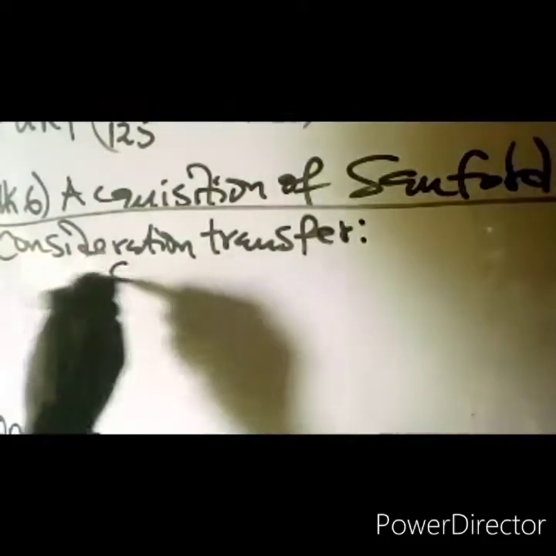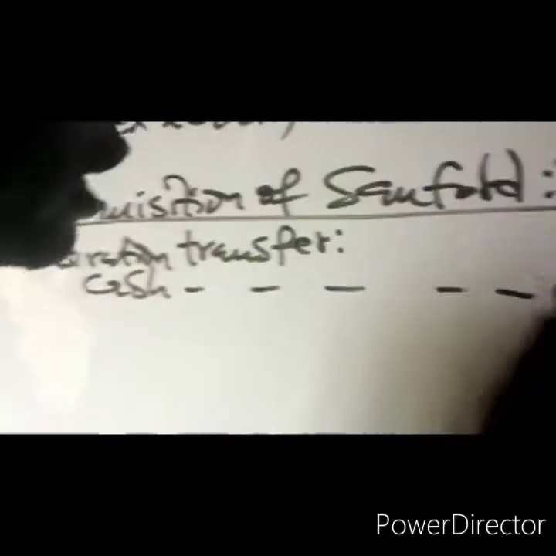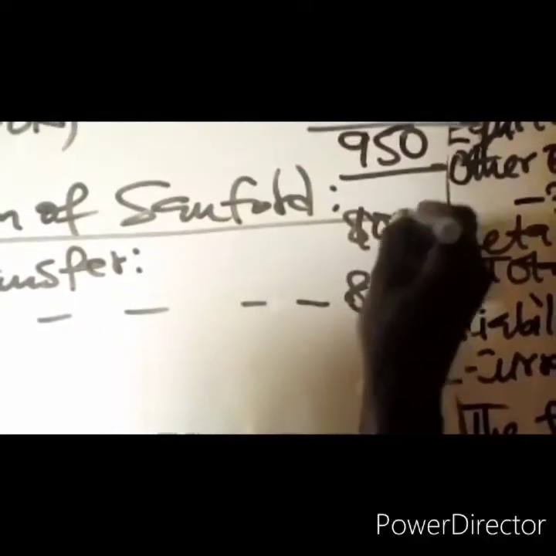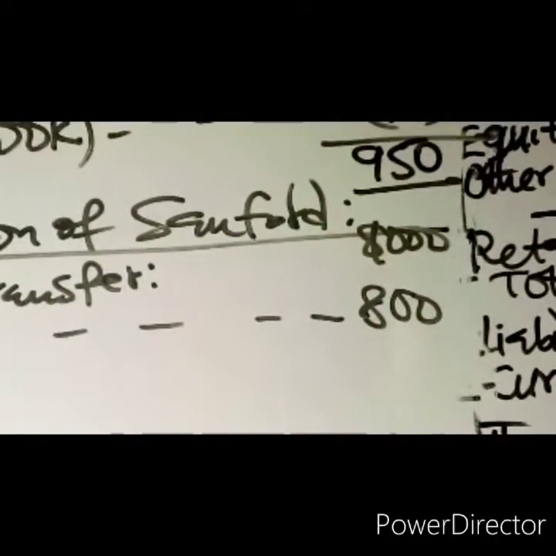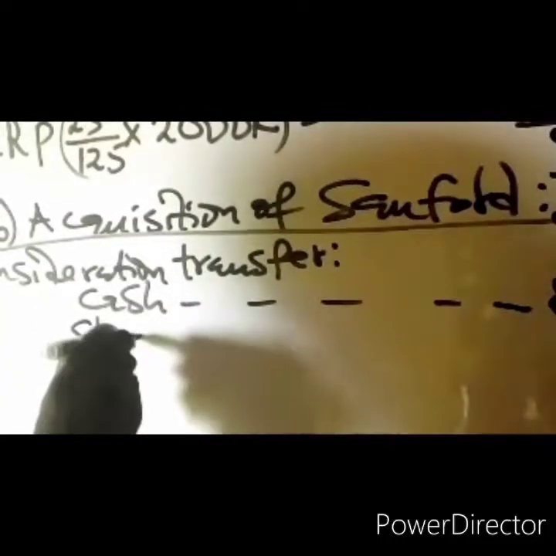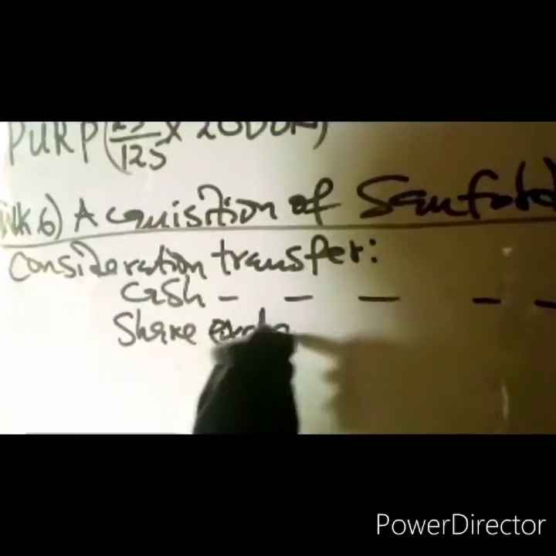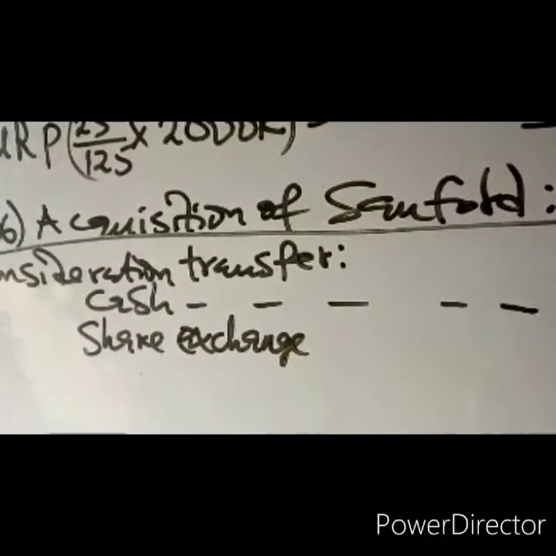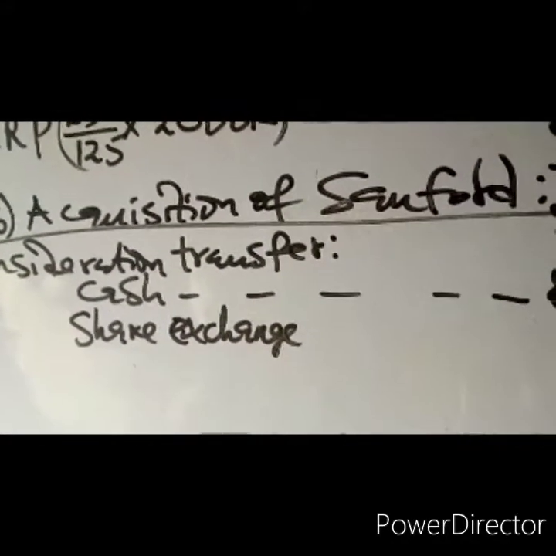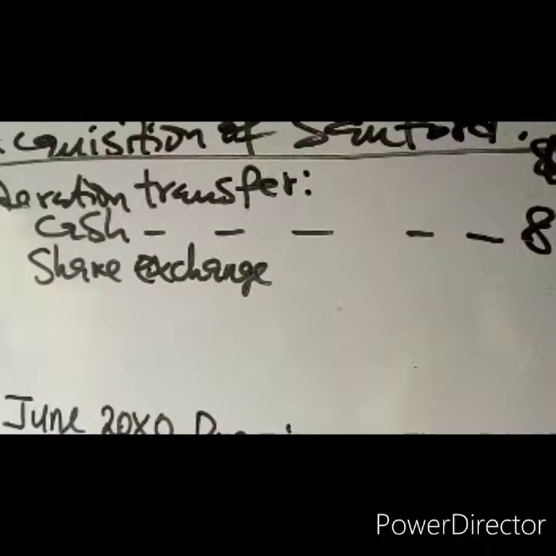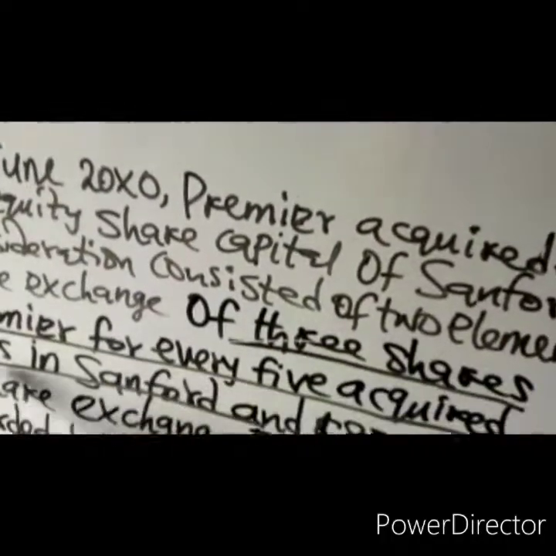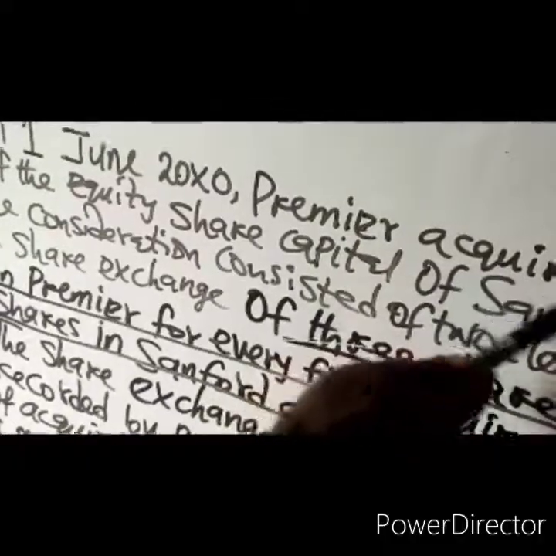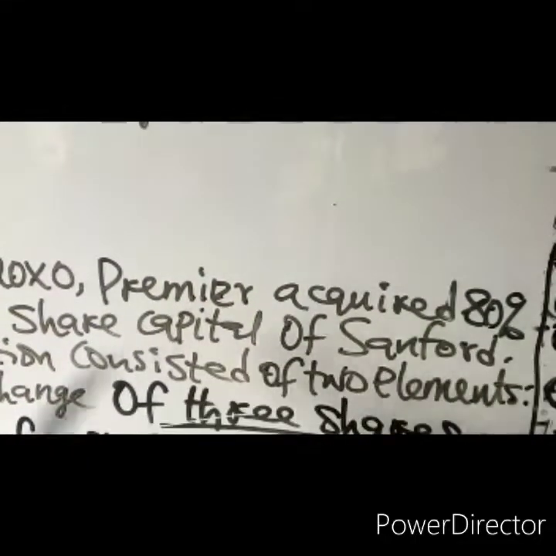So we have the consideration transferred. We have cash consideration of 800,000. Then we also have the share exchange, or share consideration. You were told a share exchange of 3 shares in Premier for every 5 acquired shares. Now, what Premier acquired in Sanford is 80%.